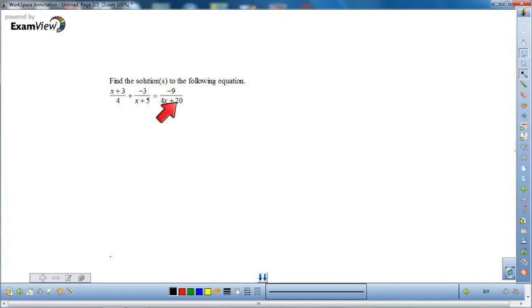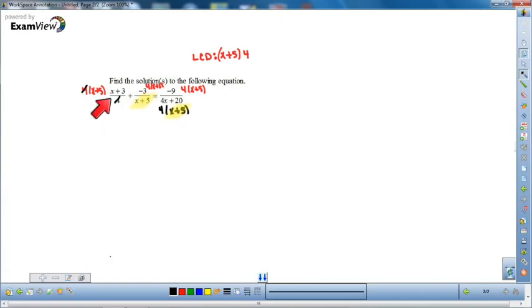But I noticed that the last term I'm going to be able to factor out a 4. So that's the first thing I'm going to do. So I'm going to multiply everything by my least common denominator. So it's the number they share, and in this case, it's just going to be 4 and x plus 5. So I'm going to multiply all three terms by 4(x + 5).